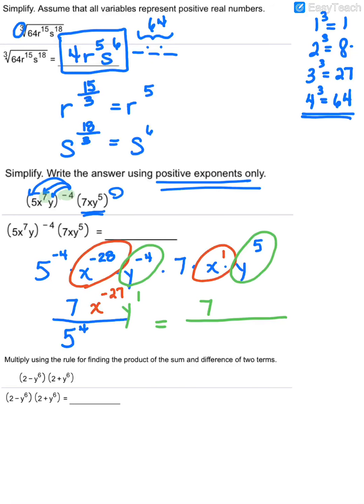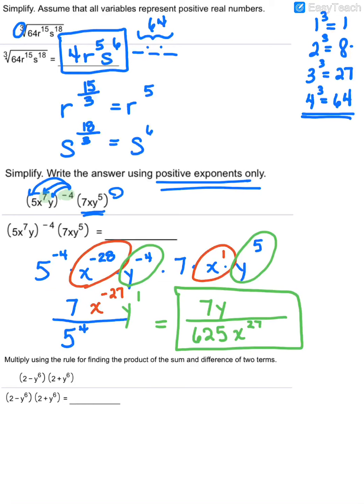To finish simplifying this, we have our 7 on the top. If I take 5 raised to the 4th power, I end up with 625. And because that x has a negative power, we need to move it to the bottom of the fraction. Once we do, the power is positive. Notice the y already has a positive power, so it stays on top. And you don't have to show powers of 1. So that would be my simplified final answer.